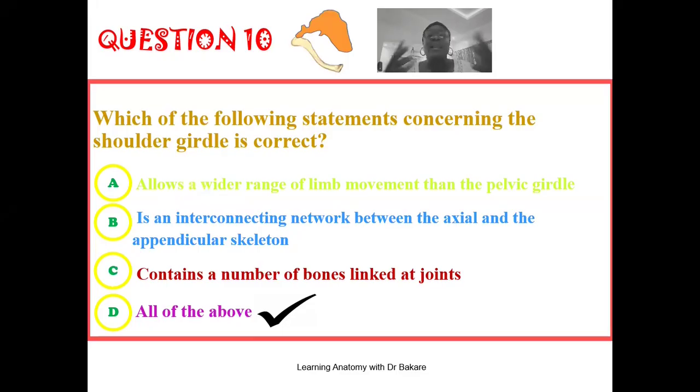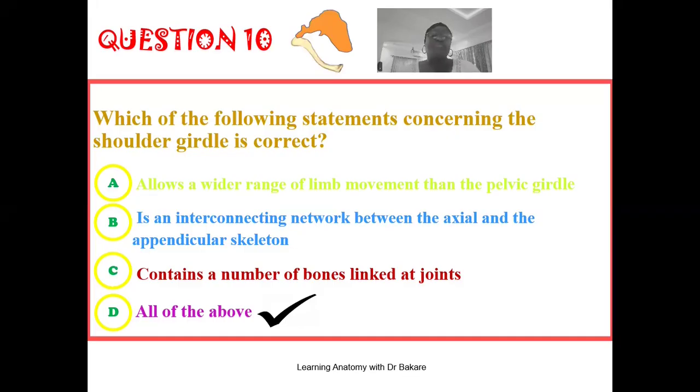The shoulder girdle allows for a wider range of movement of the upper limb when compared with the allowance that is created by the pelvic girdle on the lower limb. It is also an interconnecting network that will link the axial with the appendicular skeleton. We already also described this in details in our previous lecture on the shoulder girdle.